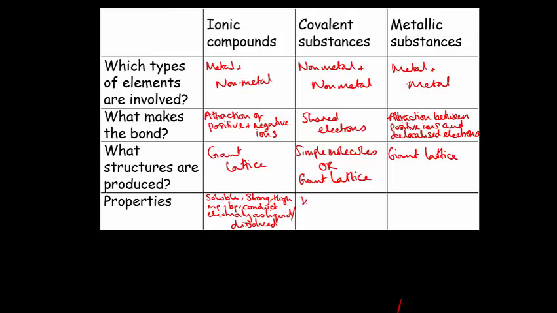For covalent substances, it depends on whether they're the simple molecules or the giant lattice. If it's a simple molecule, then they've got low boiling points and melting points, and there are only weak bonds between them. If they're giant lattices, again, we're looking at high melting and boiling points, and they get quite strong substances. For our metallic substances, they're strong, high melting point and boiling point, they're lustrous, they're malleable, they're ductile. They are excellent conductors of both heat and of electricity.